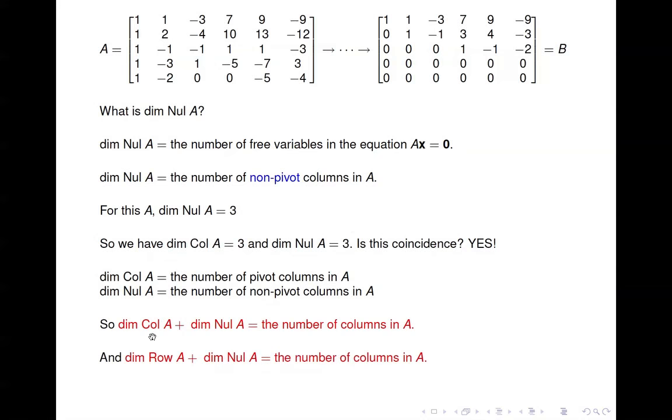All right, so we have the dimension of the column space plus the dimension of the null space is equal to the number of columns. And since the dimension of the column space is equal to the dimension of the row space, we have the dimension of the row space plus the dimension of the null space is equal to the number of columns. And one more time, since the dimension of the column space and the dimension of the row space are equal to the rank of A, we have the rank plus the dimension of the null space is equal to the number of columns.